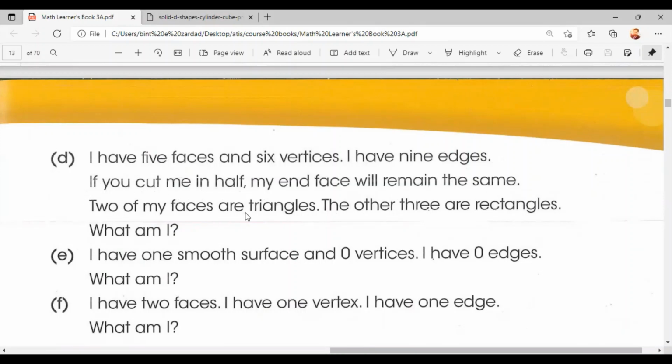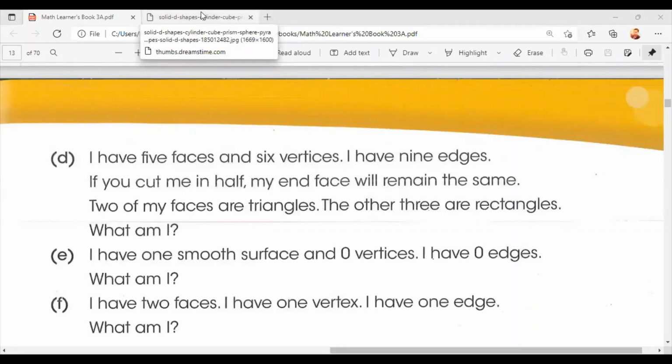Two of my faces are triangular. The other 3 are rectangular. Triangular and rectangular, the combination of a triangular prism. It is a triangular prism. So I show you the triangular prism, so you can see it.